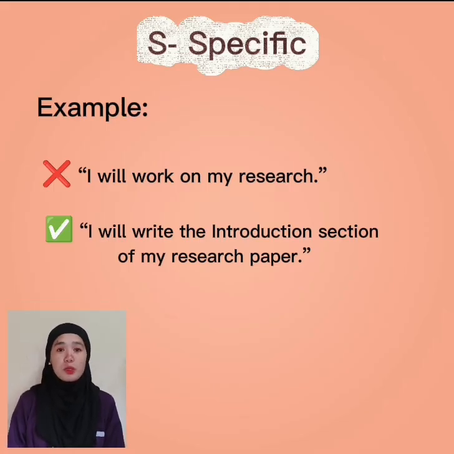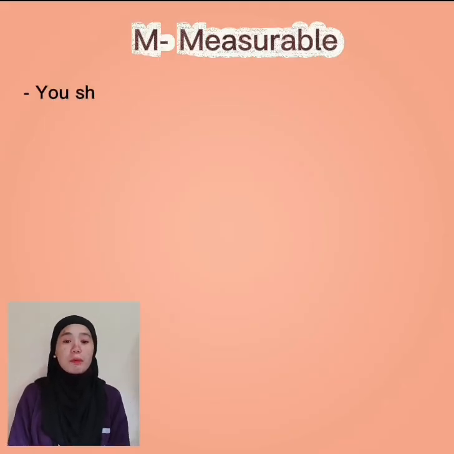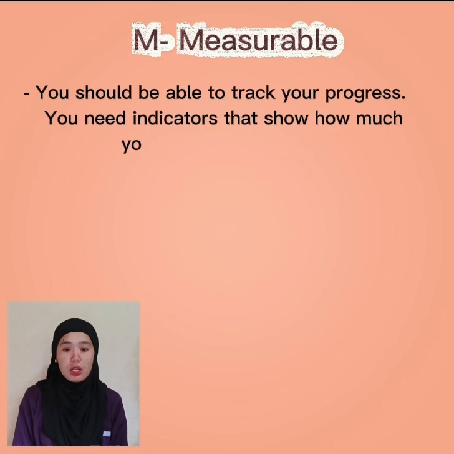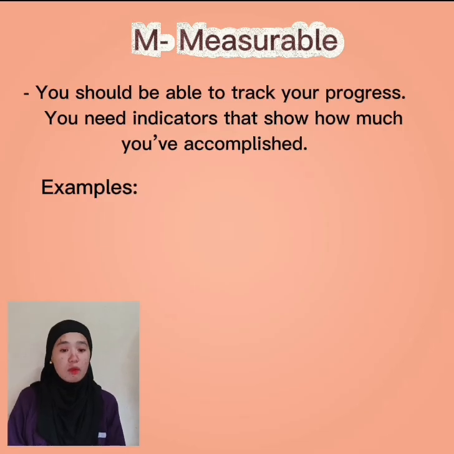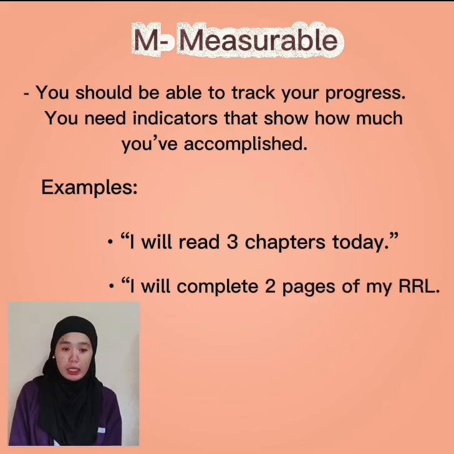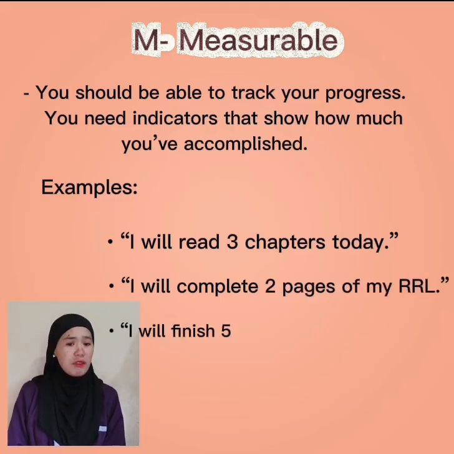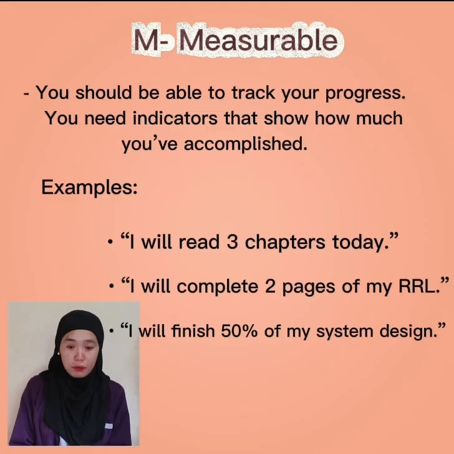Next one, let's proceed to the M, which is measurable. Measurable means you should be able to track your progress. You need indicators that show how much you have accomplished. Example, I will read 3 chapters today. I will complete 2 pages of my RRL. I will finish 50% of my system design. Measurable goals let you know if you're on track or falling behind.